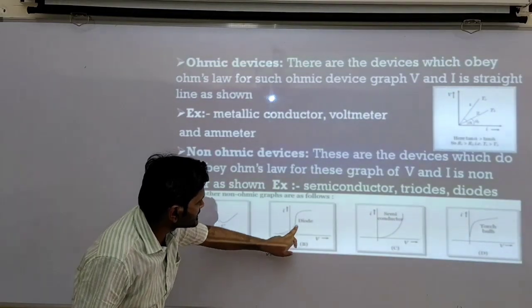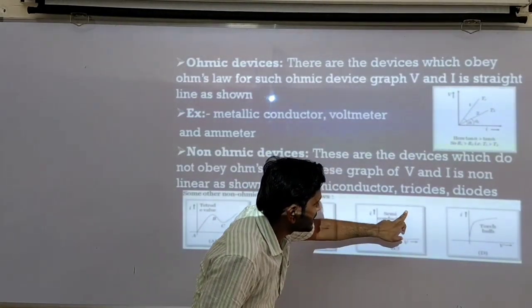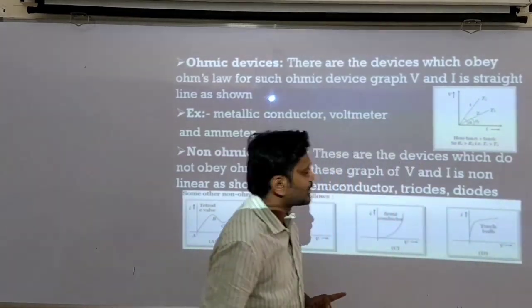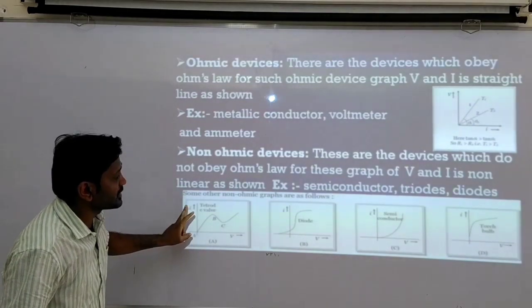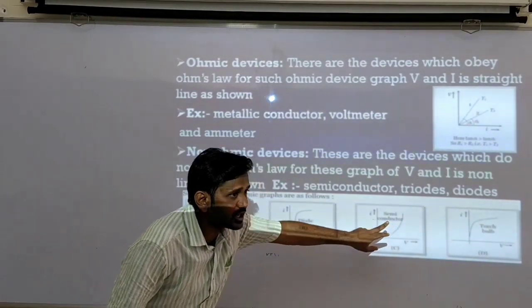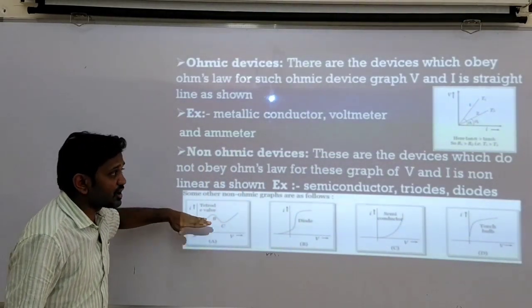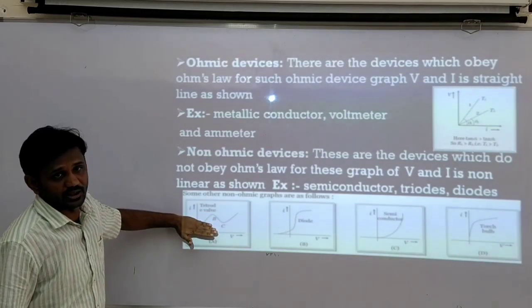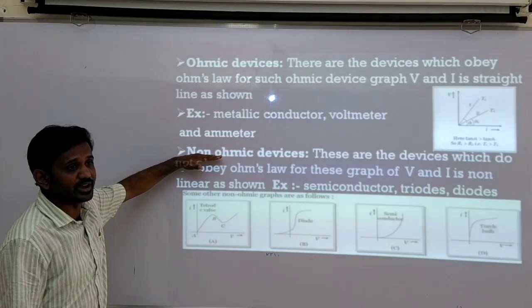For a diode, it is also a non-linear curve. And for a semiconductor, it is also non-linear. For a torch tube, it is also non-linear. In all these, V is not directly proportional to I. It means these do not obey Ohm's law. That's why we can call these devices non-ohmic devices.